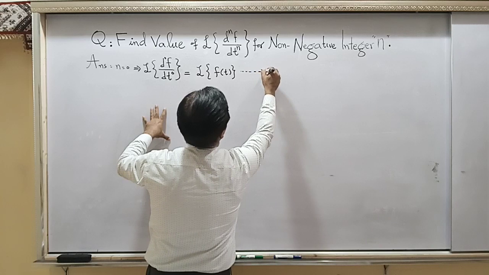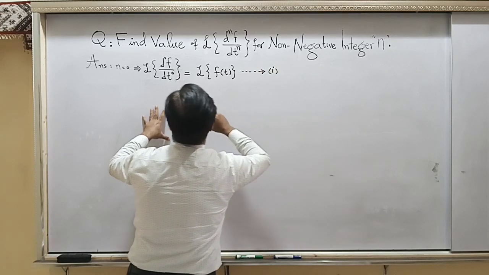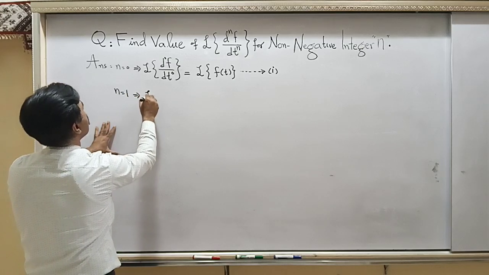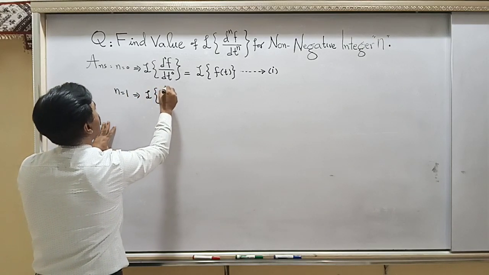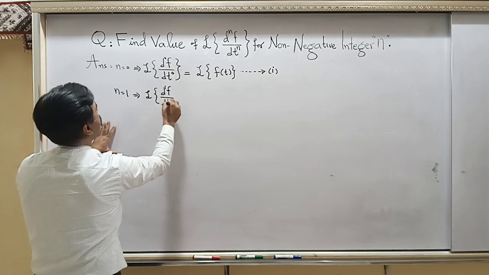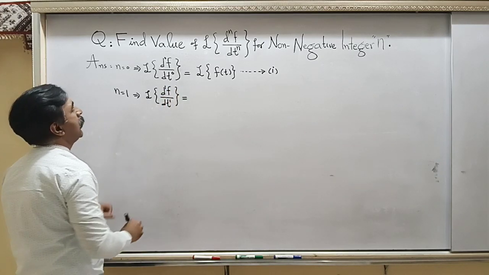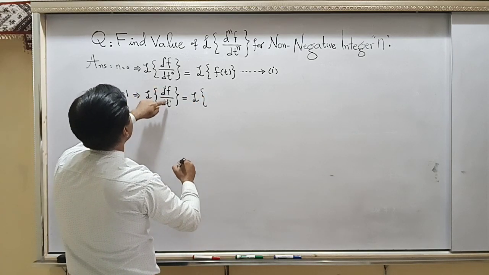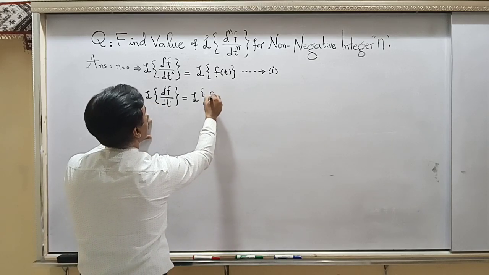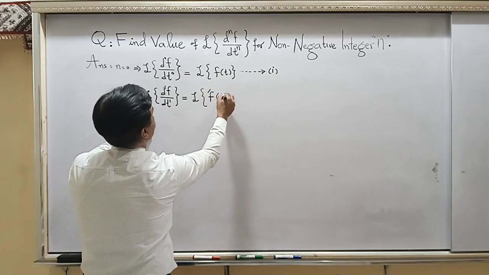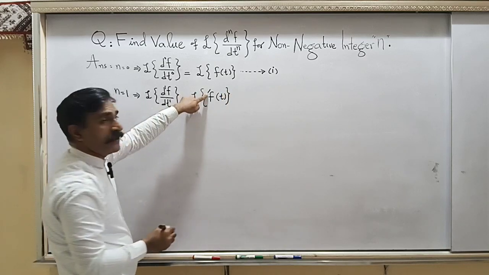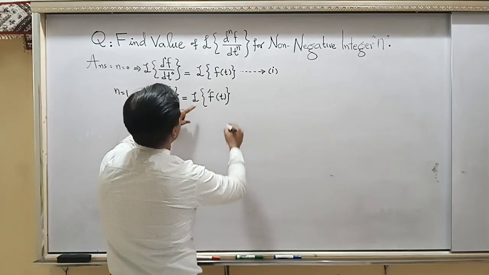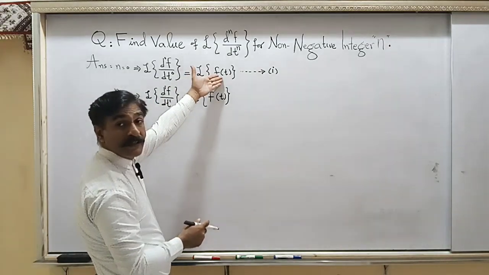Next, you may name this as equation number 1. Next, for n equal to 1, this implies the Laplace transform of d1f by dt1, right? And this is the Laplace transform of the first derivative of f, and you can write it in terms of prime notation. This prime means differentiation with respect to t. And this may be simplified so that it turns into something like this.